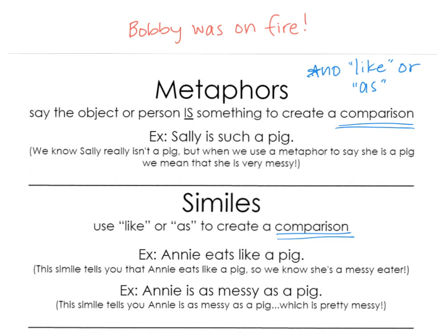bit better. So if I say Bobby was on fire, it is a metaphor because it does not use like or as. It doesn't say Bobby was like a fire or Bobby burns as a fire. It doesn't say any of that. So we do not have like or as, so I know it's a metaphor. And what it means, so it doesn't mean that Bobby is actually on fire. It means that Bobby is doing really well and he's winning all these games in a row. That's what the metaphor means, okay?